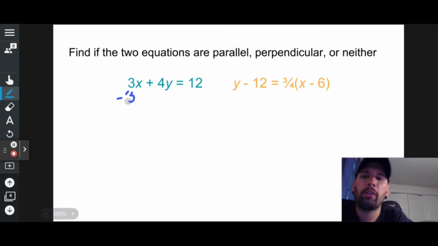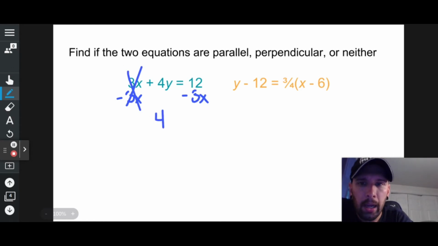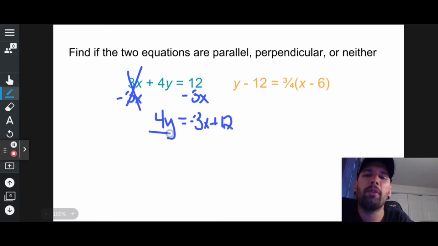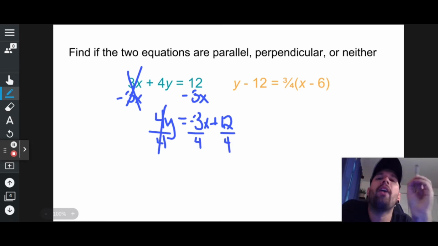I'm going to subtract 3x from both sides, minus 3x, cross it out, drop down the 4y. I'm going to write this out in a way that makes me happy because it'll look more like slope-intercept form. Minus 3x, positive 12. I'm going to divide everything by 4. And now I need to find the slope.